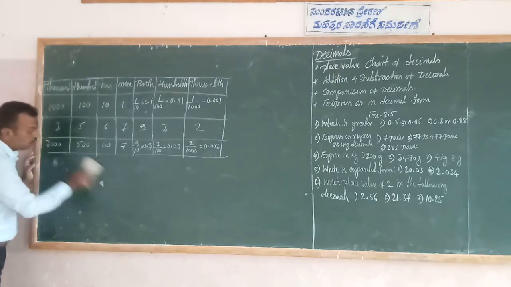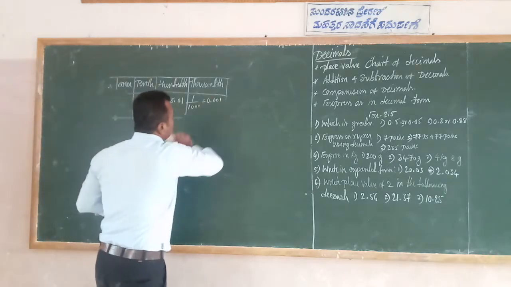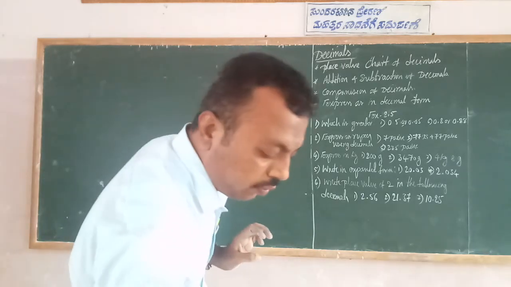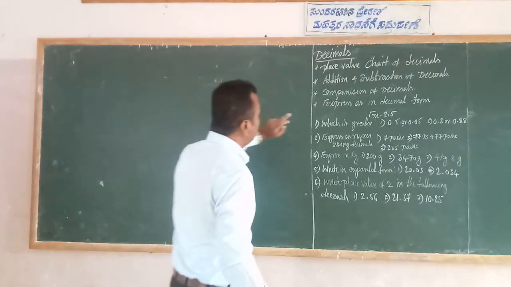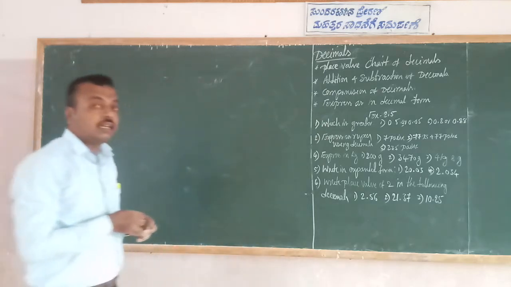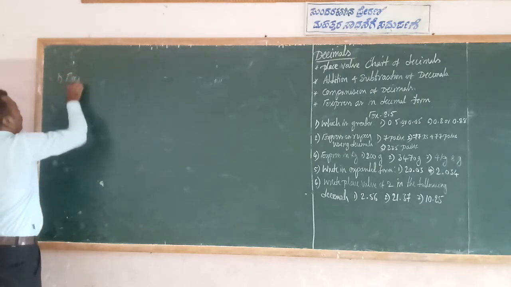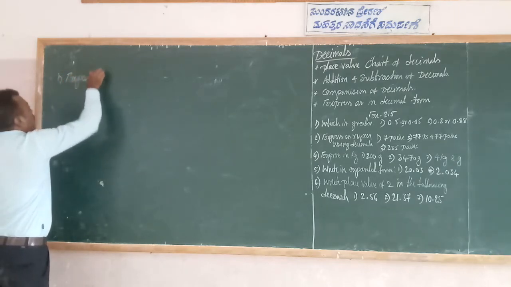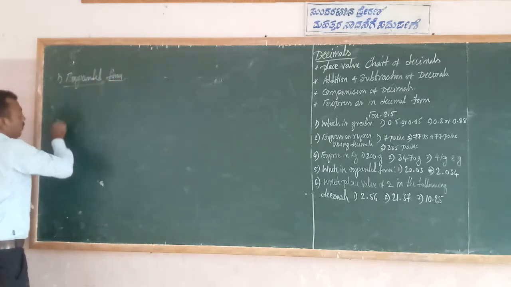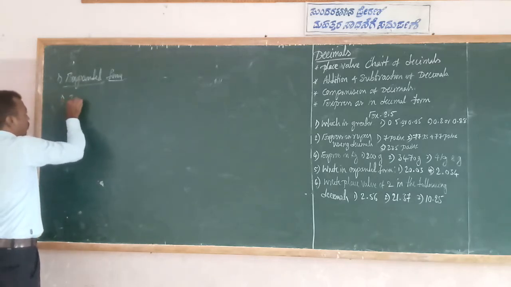Next, students, addition and subtraction. Before going to that, first we have to learn the expanded form of decimal numbers. One more thing, students, expanded form. I will show the expanded form now. How do you write the expanded form? We already know that. First of all, I will take one example.